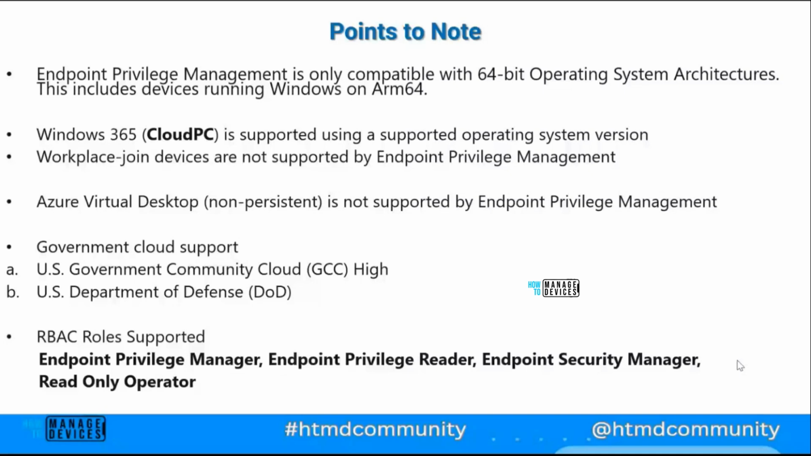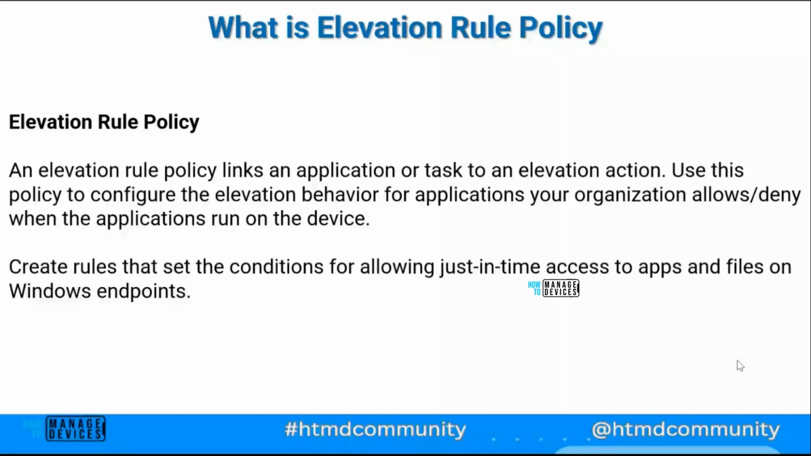So in this slide, I just mentioned what an EPM elevation rule policy is. An elevation rule policy links an application or task to an elevation action, and you use this policy to configure the behavior of an application your organization allows or denies. Previously, we would only call it allow, because deny is the latest add-on. So now we have to call either allow or deny when the application runs on the device, and create a rule that sets a condition for allowing just-in-time access for apps and files on Windows endpoints. So that's all about the elevation rule policy.